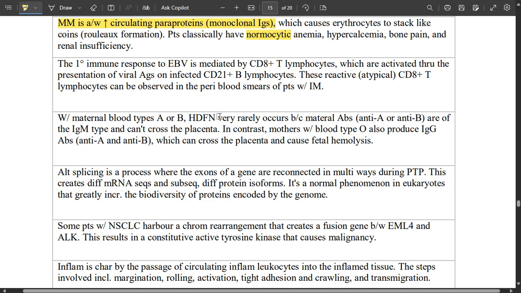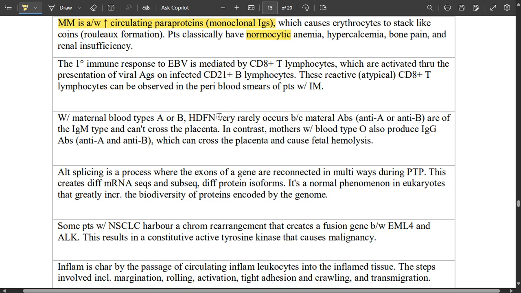So when the virus enters the body, viral antigens infect the CD21 plus B lymphocytes. CD21 plus B lymphocytes now stimulate CD8. CD21 stimulates CD8 T lymphocytes. The CD21 B lymphocyte stimulates CD8 T lymphocytes.